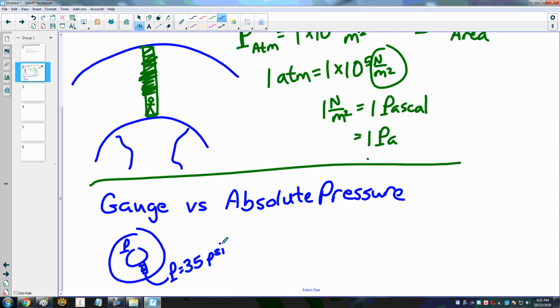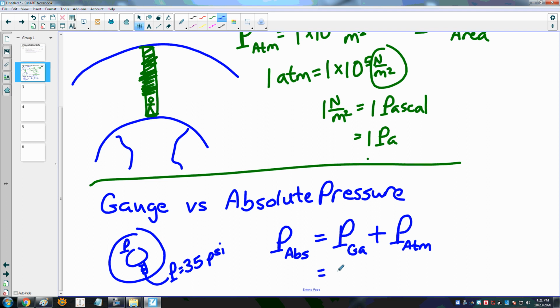Because in reality, we have the atmospheric pressure, which already exists. Then the tire is actually just 35 psi above the atmospheric pressure. So absolute pressure is always bigger than gauge pressure because absolute pressure includes the atmospheric pressure. The relationship between these two, the absolute pressure, I'll call it P_abs, is going to be equal to the gauge pressure, I'll just call that P_ga, plus whatever the atmospheric pressure is. So the absolute pressure is the gauge pressure plus the atmospheric pressure.